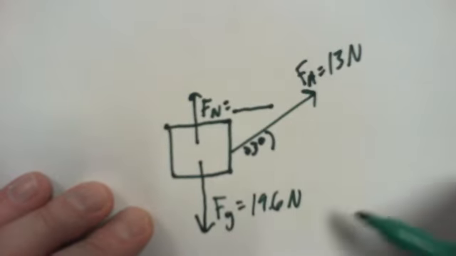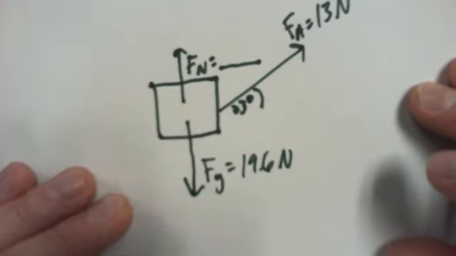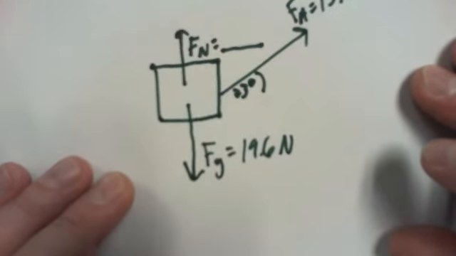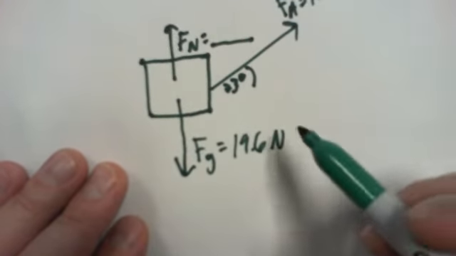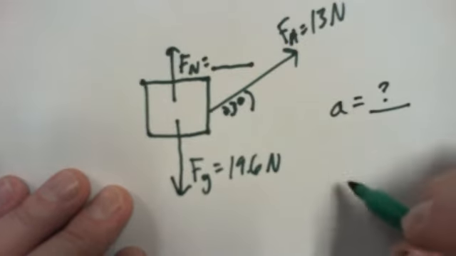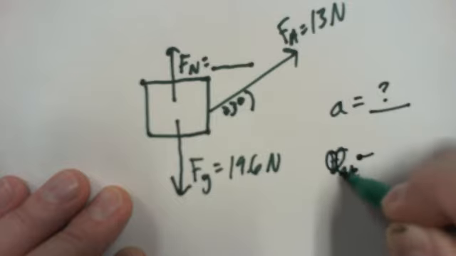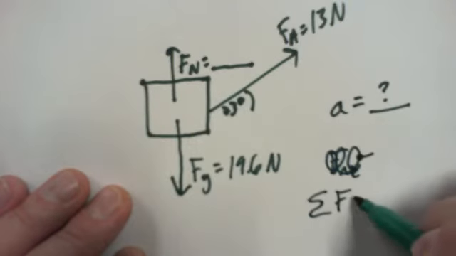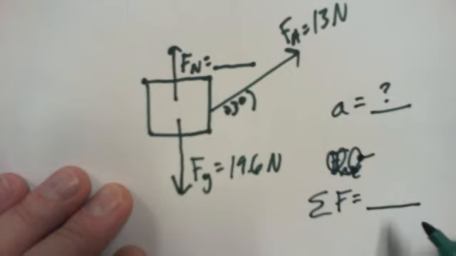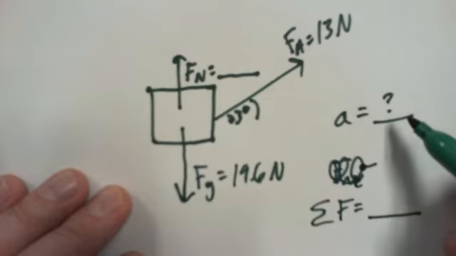So, first let's figure out what the acceleration is, and then what the normal force is, because it's going to be a little bit different this time. This problem's actually a little easier because there's no friction. Once there's friction, it gets a little bit harder. So first, to solve for the acceleration, we first have to know what the net force is. Net force is equal to something.